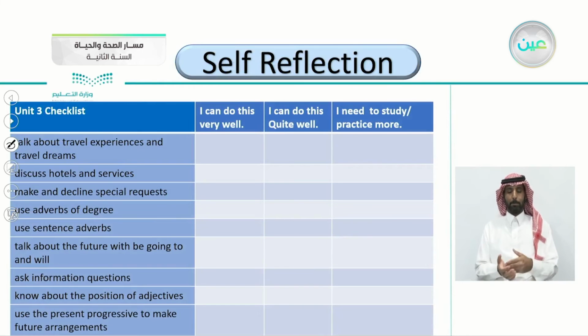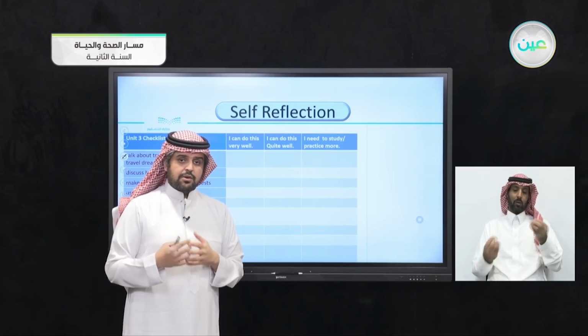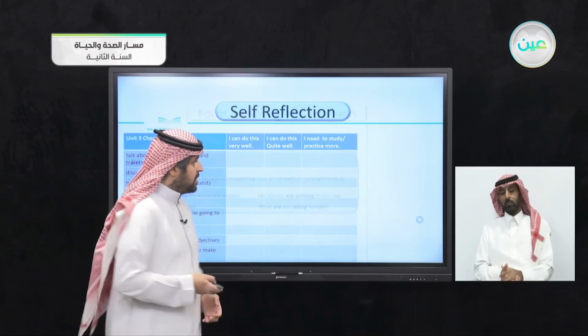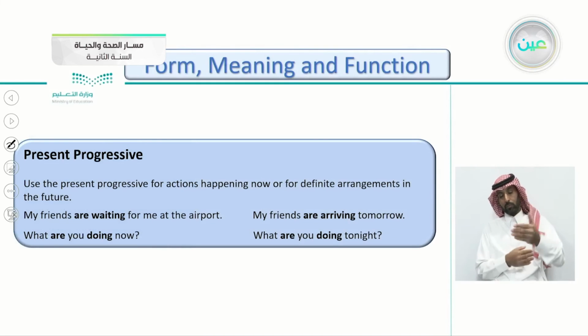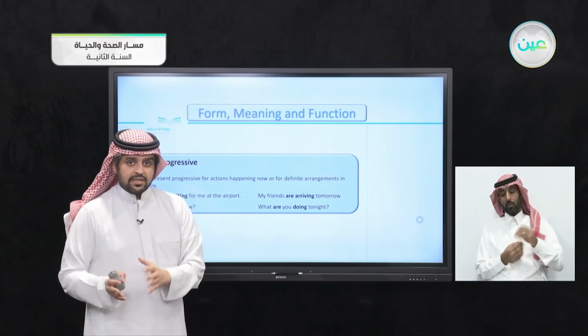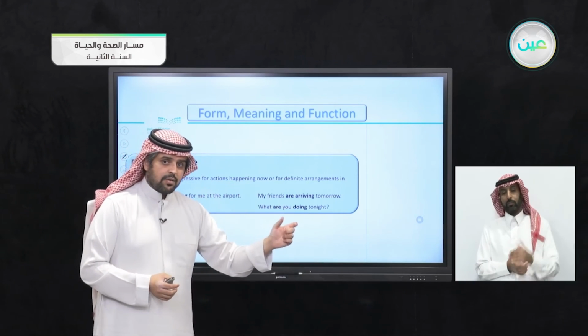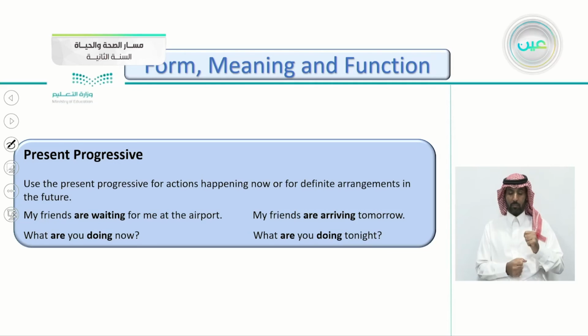Last one: use the present progressive to make future arrangements. You know the present progressive talking about the now, but what about talking about the present progressive for future arrangements? If you remember, we use the present progressive for actions happening now or for definite arrangements in the future. My friends are waiting for me at the airport. He's talking about now. My friends are arriving tomorrow. So this is using the present progressive, but we're talking about the future, even though it's called the present progressive, but here we are talking about the future.